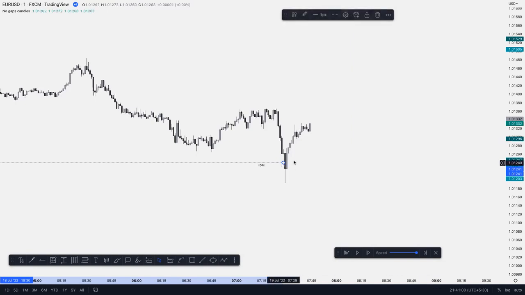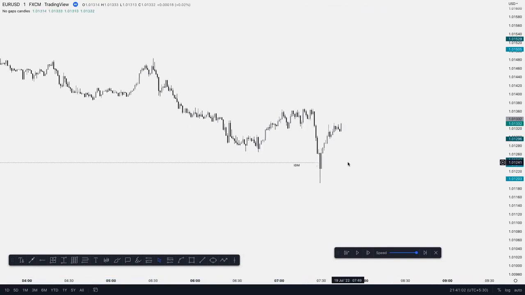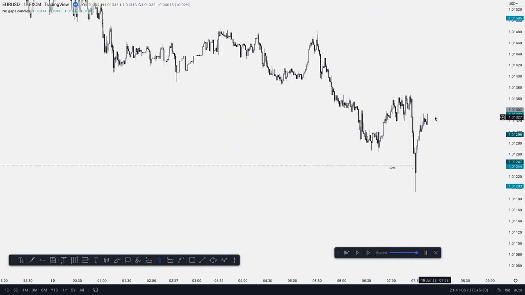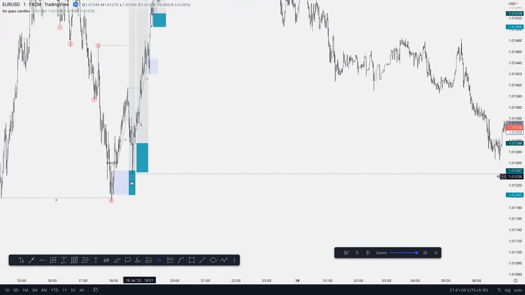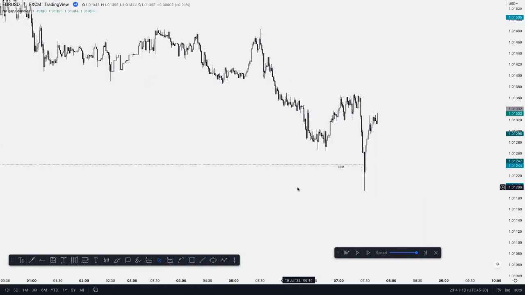Okay, so this is our 15-minute inducement. And after taking out the inducement, what should you do in this case, because we are already on extreme and inducement, so there is high probability market takes out this inducement. If there is any structure developed in the M1 time frame, then we can buy.